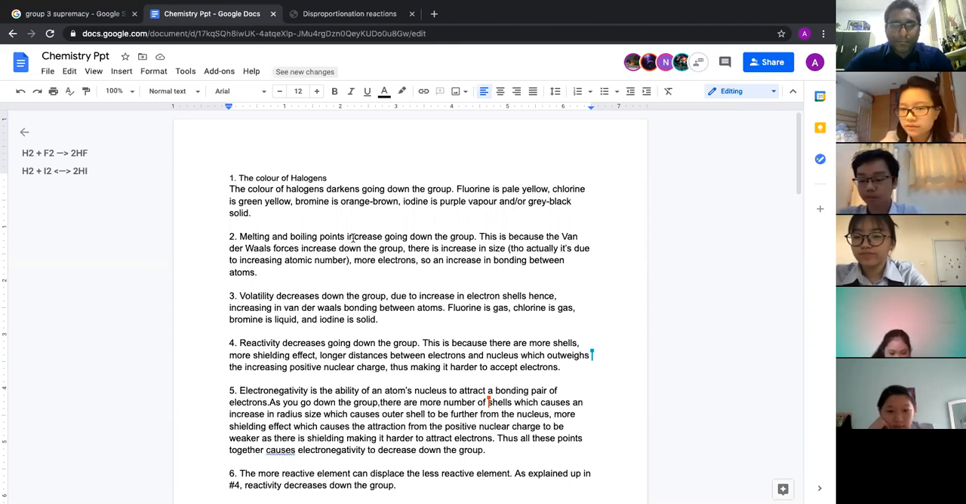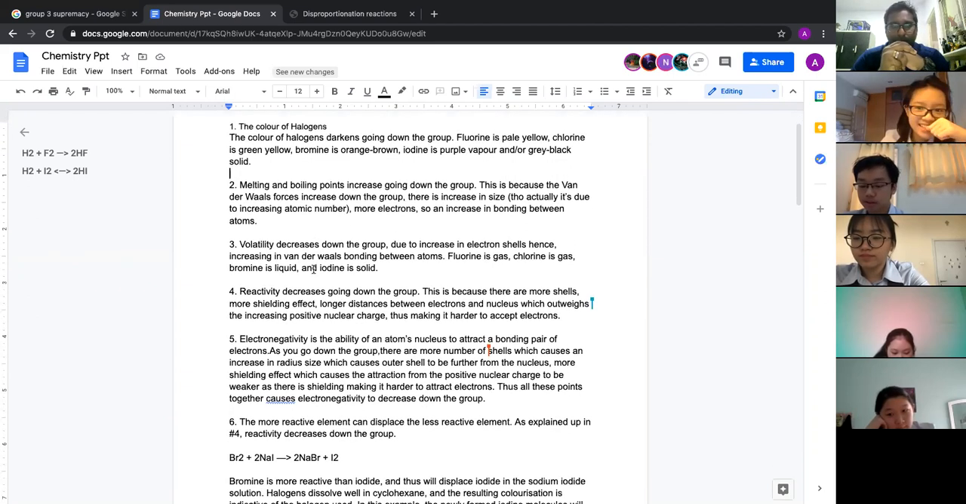Number two, melting and boiling points. They increase down the group because of the increase in van der Waals forces. Their number of electrons increases due to their increasing size. So more induced dipoles are going to form, which is what van der Waals is. Hence, there is an increase in bonding between atoms and an increase in melting and boiling points.